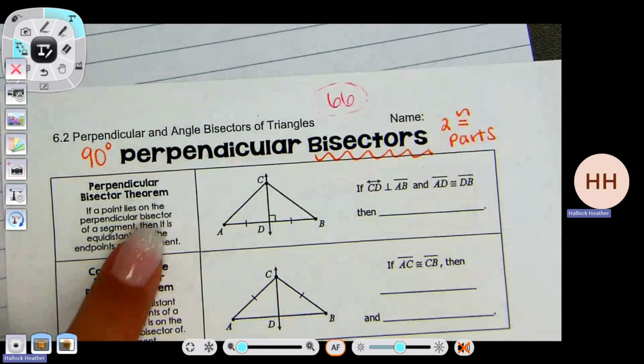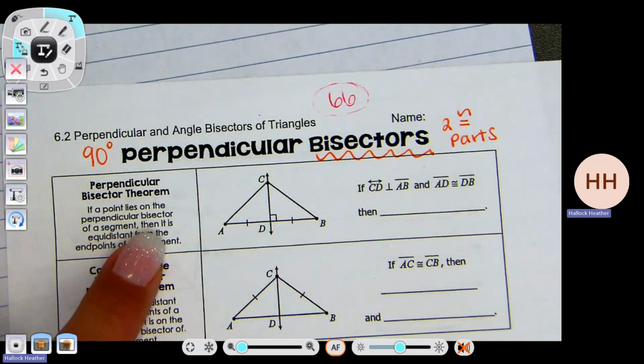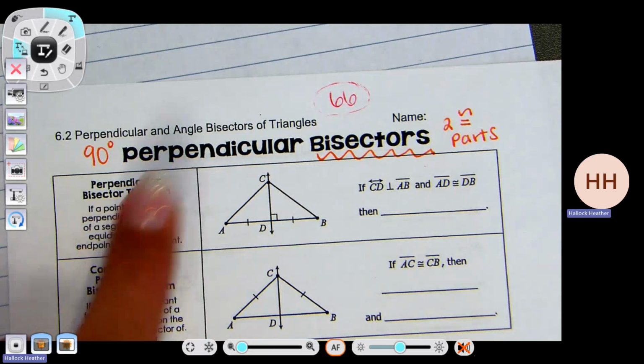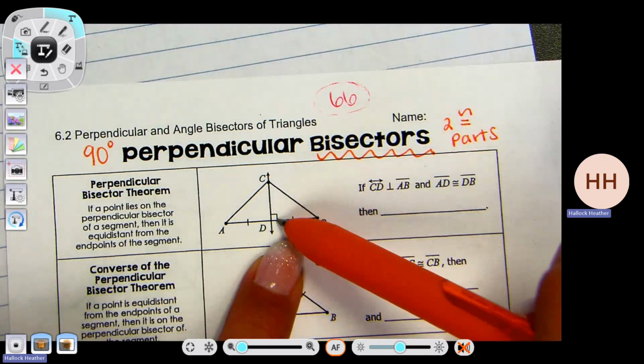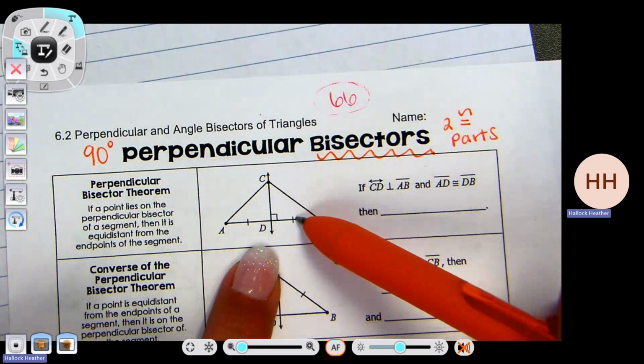Okay, so you could read this paragraph if you want. I'm not going to, so I'm just going to explain it. The perpendicular bisector theorem, this is specifically for triangles, is if you have a perpendicular bisector, you have this 90-degree angle, you know that these two pieces are congruent. So this is what this says.